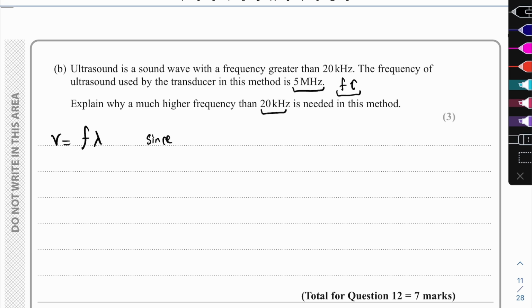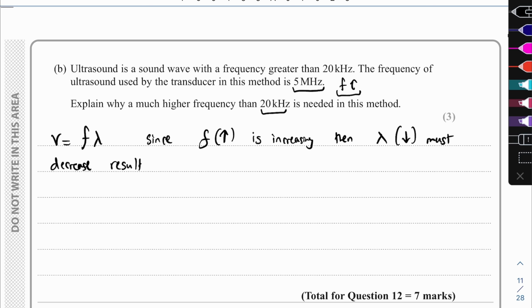Since frequency is increasing, then lambda must decrease, resulting in smaller wavelengths. So that's the first key thing we need to note.